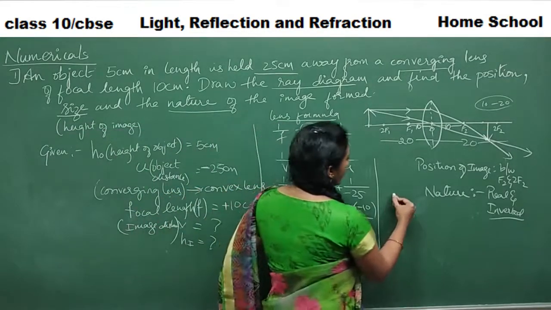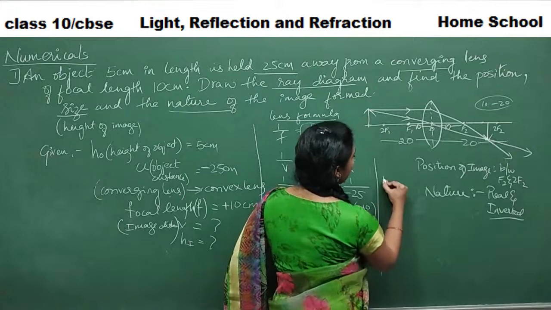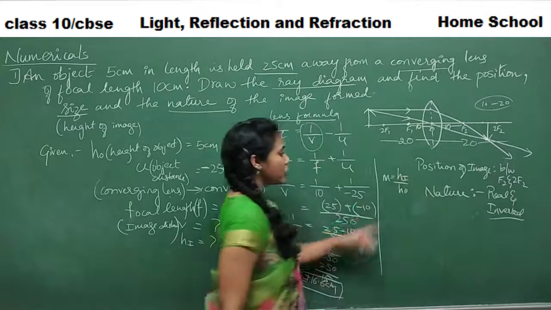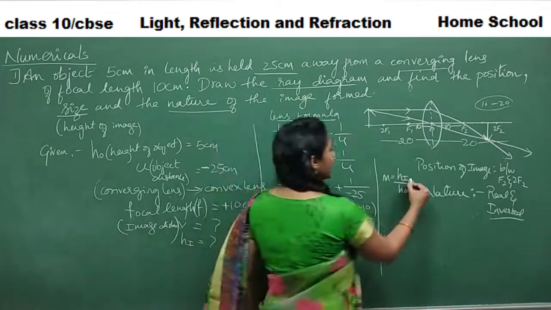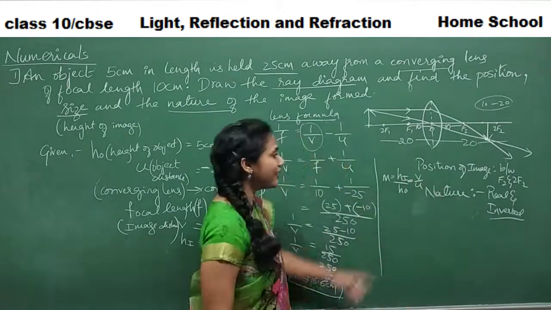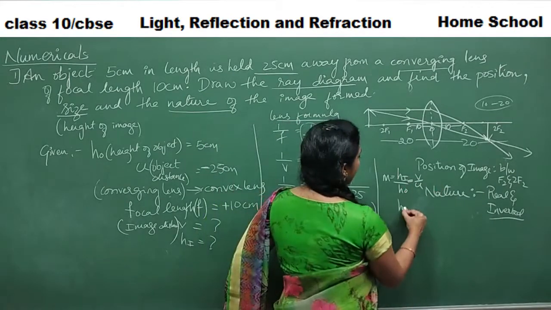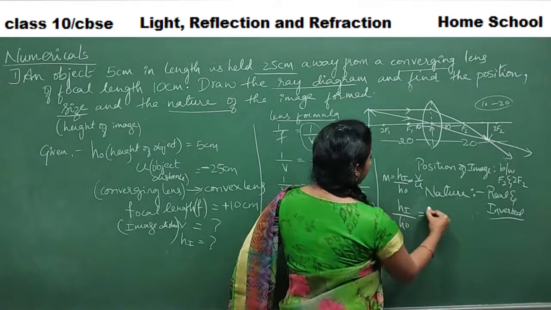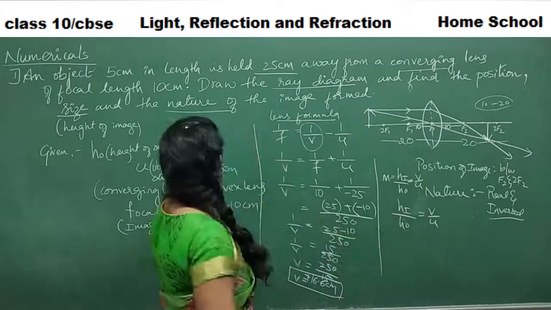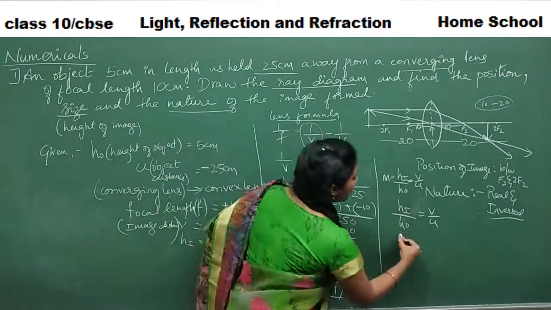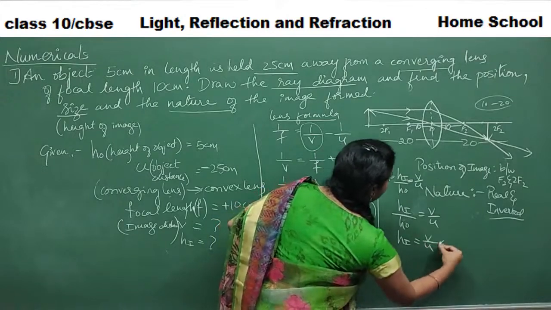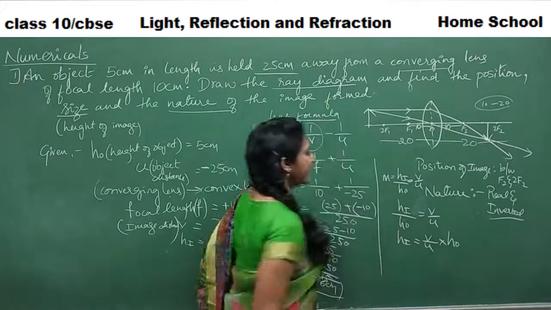And we know the magnification formula, right? M is equal to HI by HO, height of the image divided by height of the object, which we also write as V by U, right? Let me take HI by HO is equal to V by U. What do I have to find out? HO is given, height of the object is given in the question, right? So HI is equal to V by U into H naught.